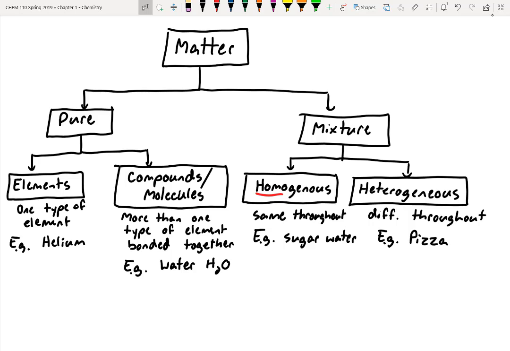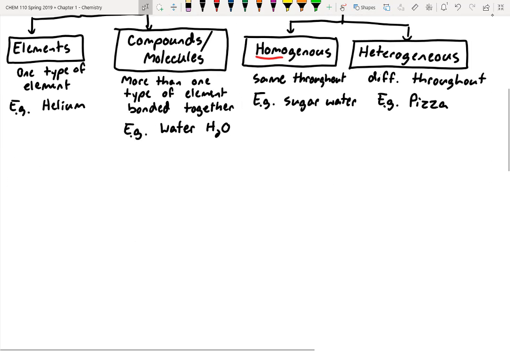Does that make sense? So we've got these 4 classifications of how we can describe matter. We can say it's either a pure element, it's either a pure compound or a molecule, it's either a homogeneous mixture, or it's a heterogeneous mixture. I did want to bring up one super small note, and that is the difference between a compound and a molecule.